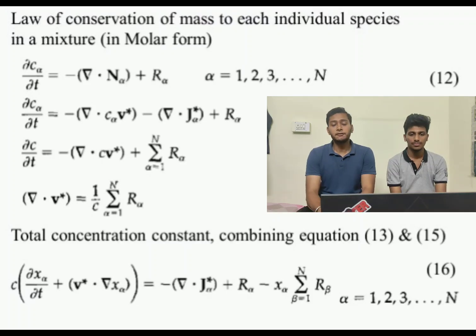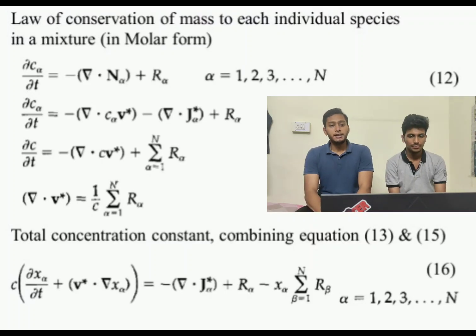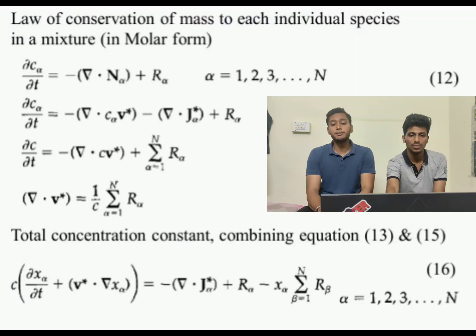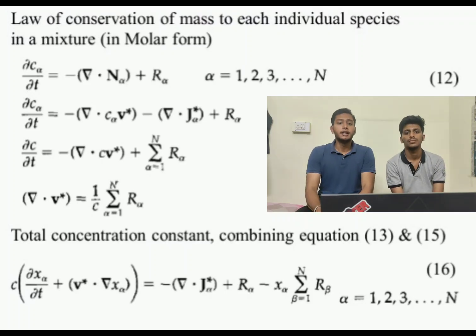So C signifies the total molar concentration. X alpha, which is equal to C alpha by C, is the mole fraction of species alpha. V star dot del x alpha is the convective transport of mole fractions. Del dot J alpha star is the diffusive transport of species alpha. R alpha is the net molar rate of production of species alpha, and x alpha into the summation of R beta is the correction term accounting for the effect of reactions on total molar concentration.